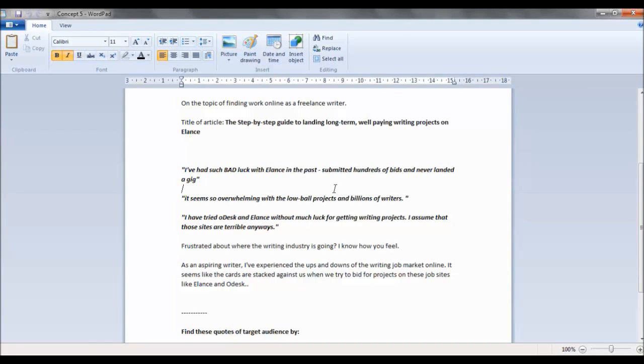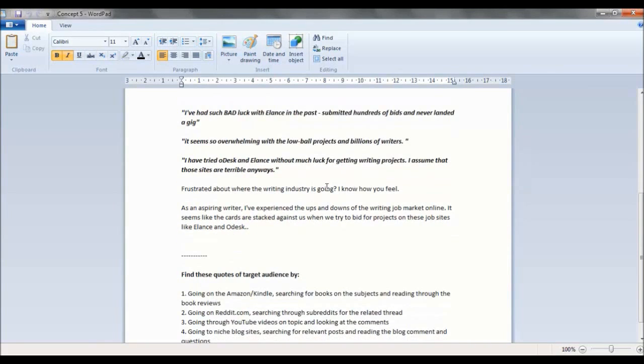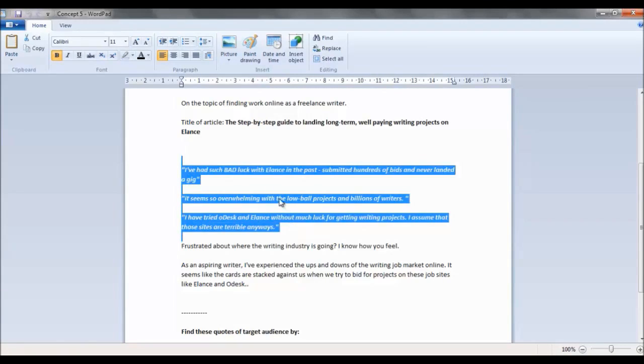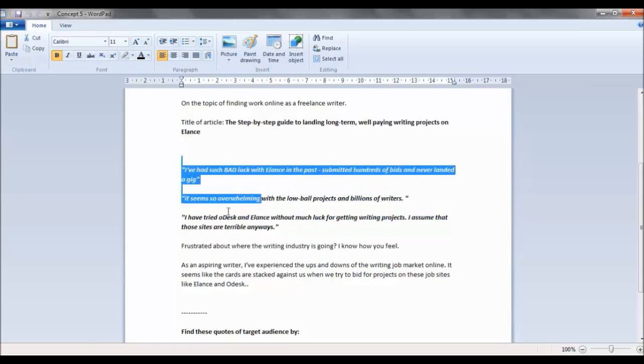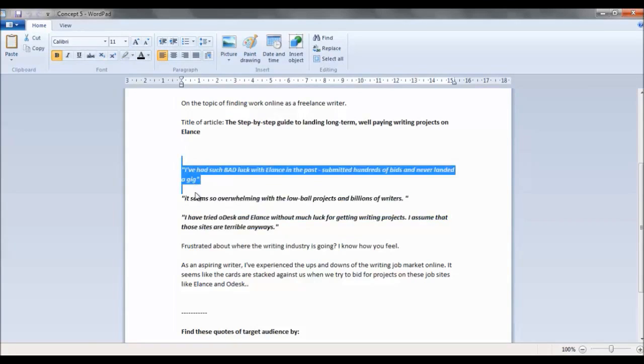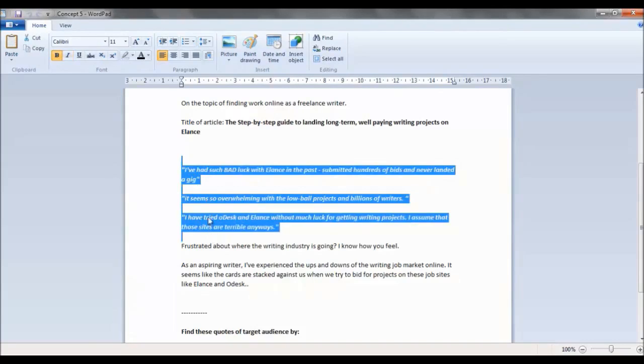Okay, so as you can tell, when I start off with these quotes, if the reader is a qualified reader, if the reader is a person who is looking to get long-term, well-paying projects from Elance, they'll go, "Wow, these are the quotes that really resonate with me, and these are the things that I've been thinking about in my head or have experienced," and it basically hits home for them, and it really resonates.